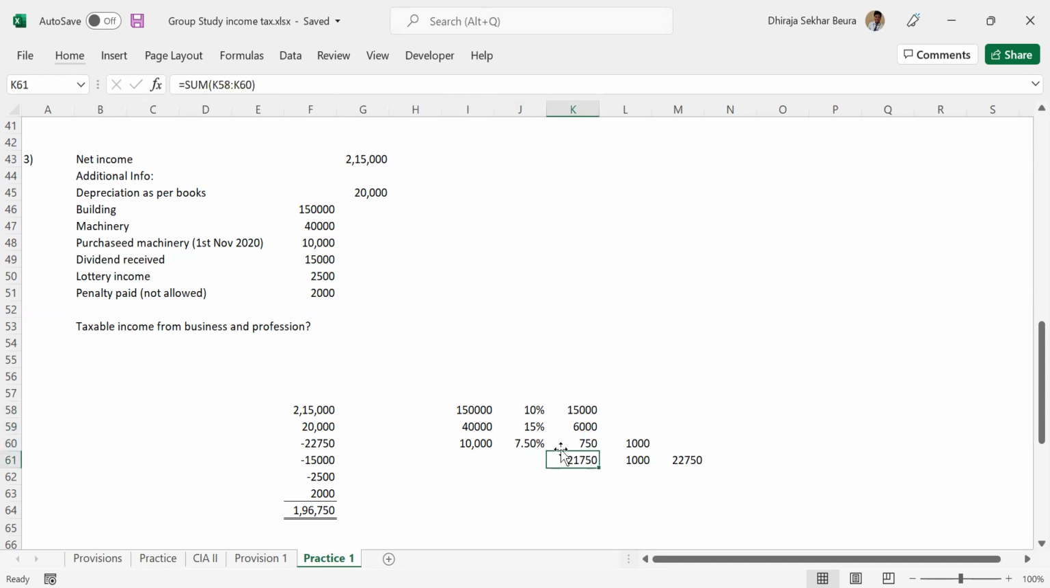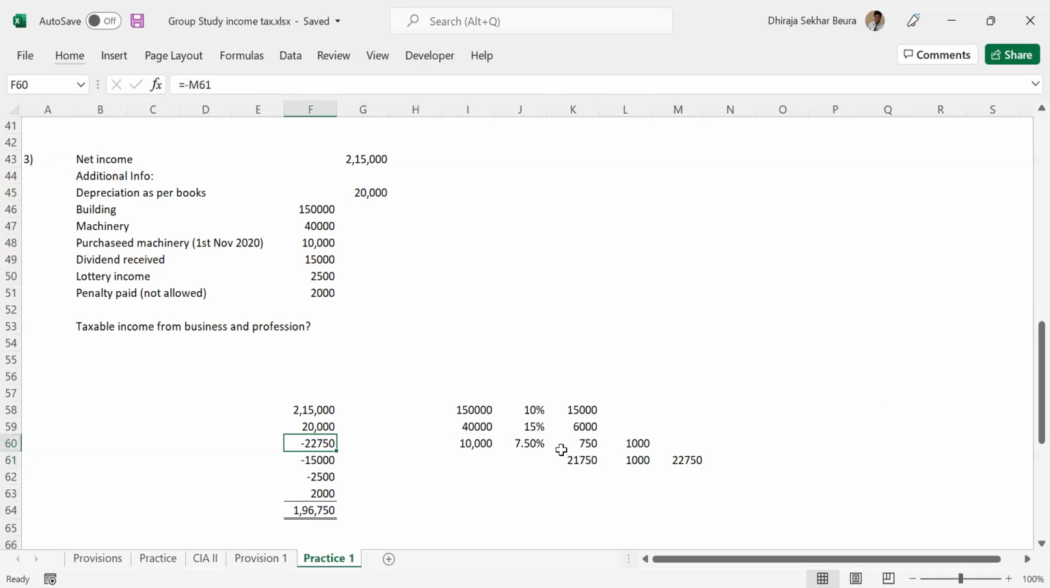Machinery purchased, additional depreciation will be allowed on that, but because less than 180 days, so half of the depreciation, that comes to 10% of 10,000, that is 1,000. So our total depreciation becomes 22,750. Everybody got the answer? So we deduct 22,750.